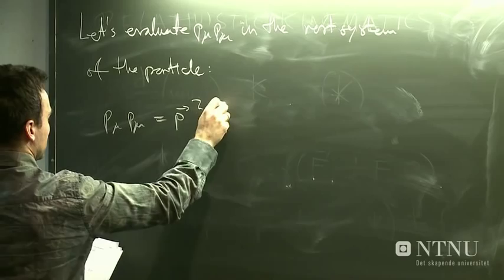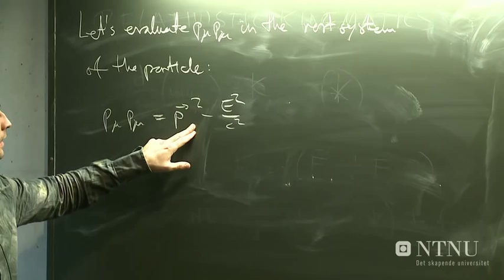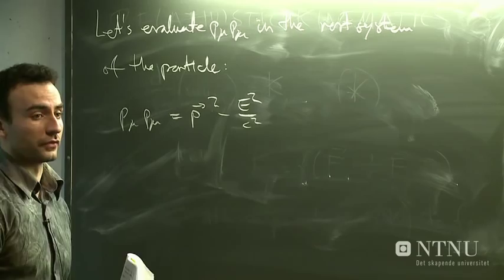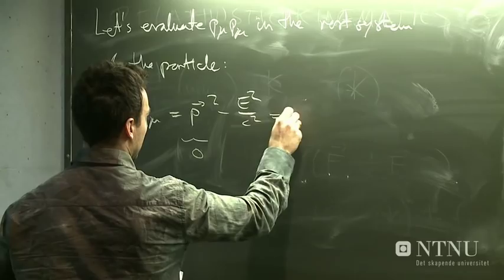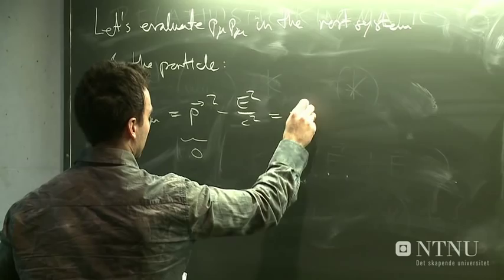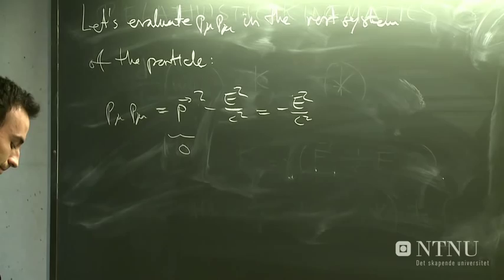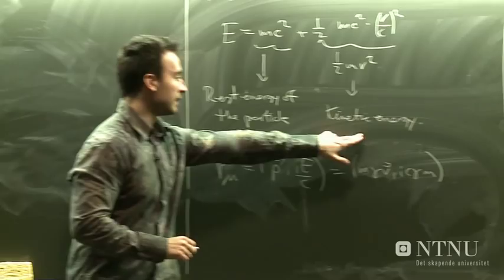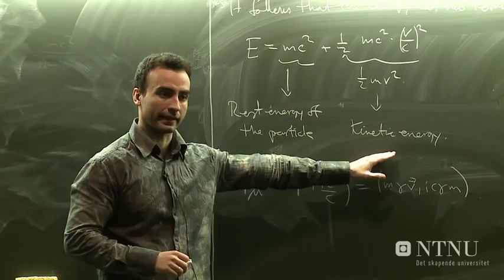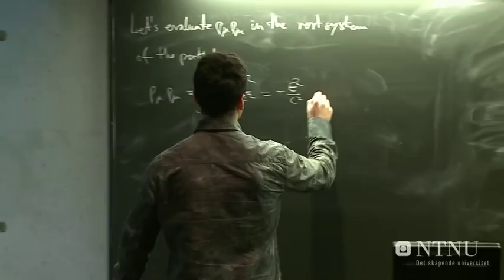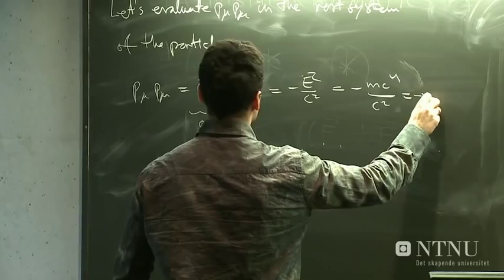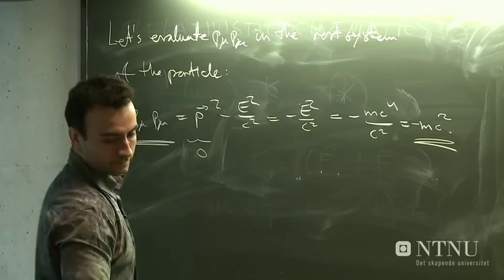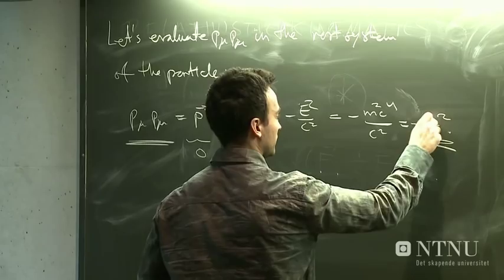We get this general expression, right? So for our specific choice of reference system, this is zero. So we get this. Now, the energy, as we've seen, of the particle consists of two terms. It's the kinetic energy and the rest energy of the particle. So if it's not moving, it has zero kinetic energy, but it still has this intrinsic rest energy. So we should have this.